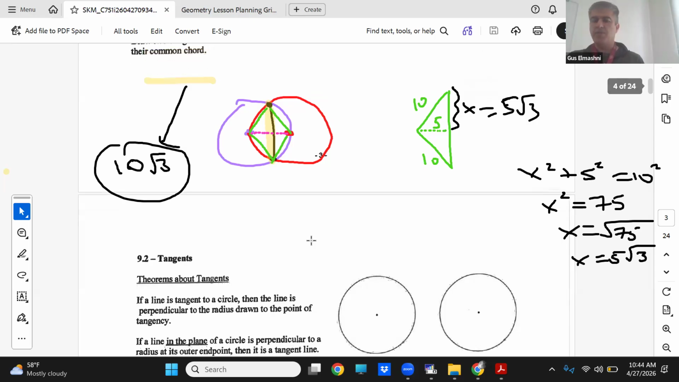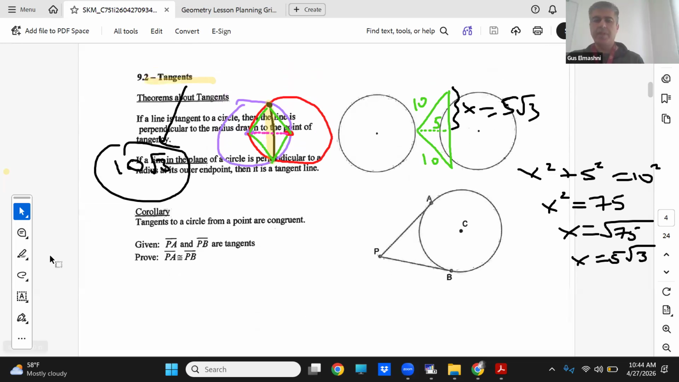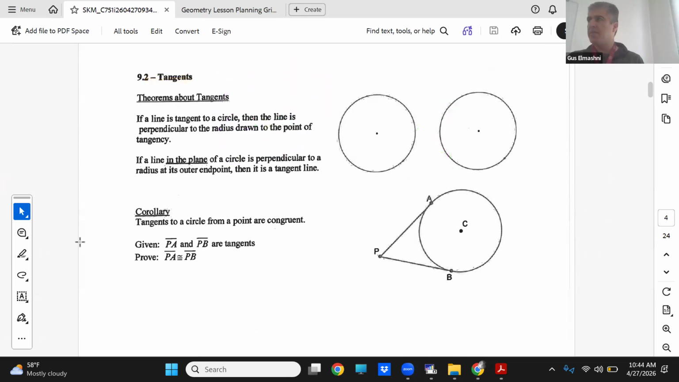But I like Faith's idea of drawing a triangle. It made sense. That was you, Faith, right? Yeah. So tangents. What's going on here? If a line is tangent to a circle, then the line is perpendicular to the radius. Okay, we talked about this already. If a line in the plane of a circle is perpendicular to a radius at its endpoint, it's a tangent line. So that's what's happening there. So we have this.